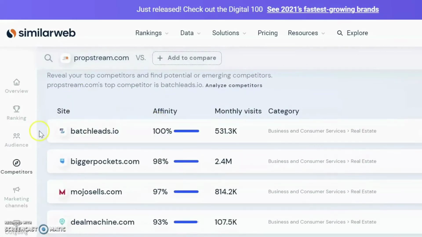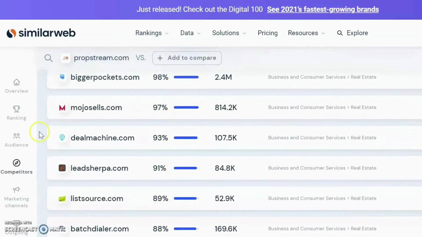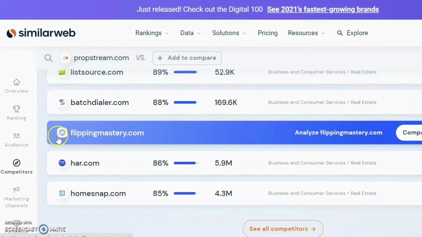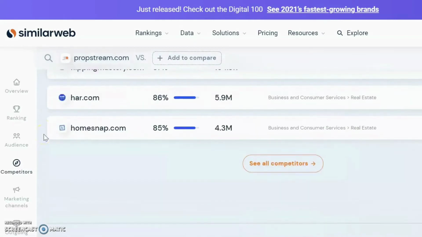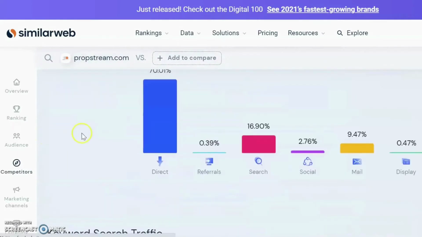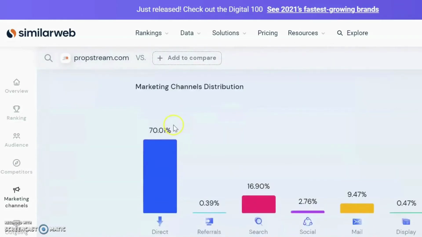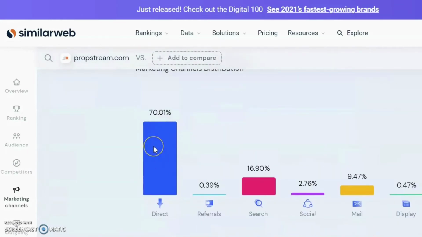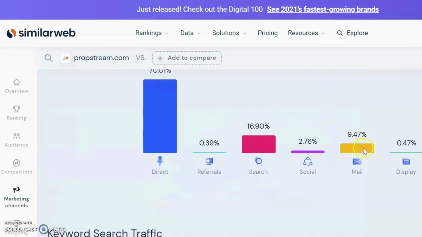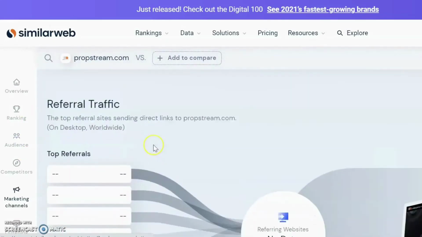This might also help you find additional websites if you're looking for real estate related deals, CRMs, lead generation sources. So this is just another great way to find additional competitors. And as far as their marketing channels, primarily direct, secondary search, they actually do a pretty good amount of. Let's take a look at their social media.